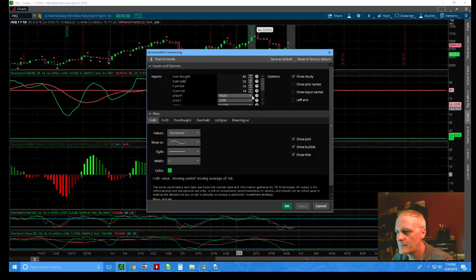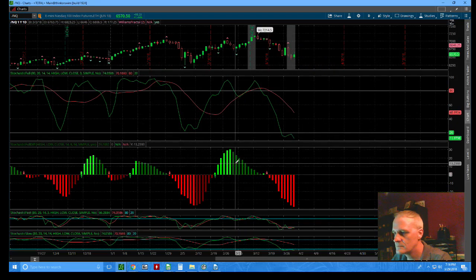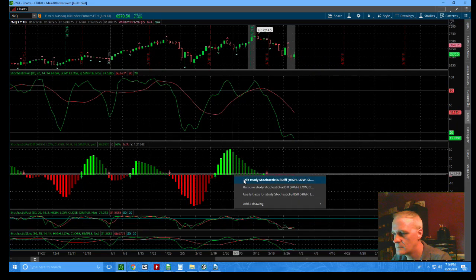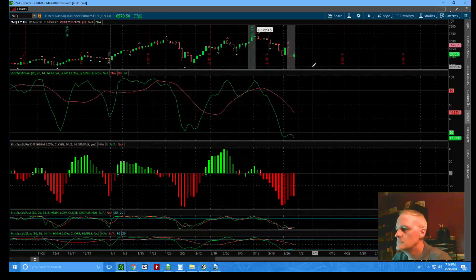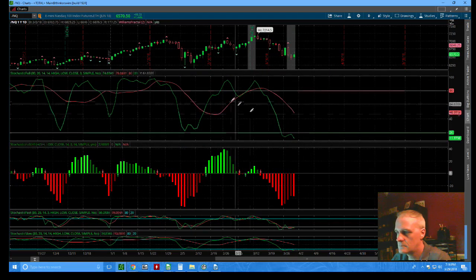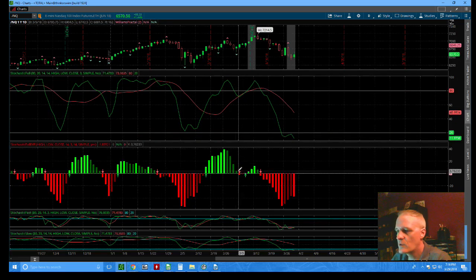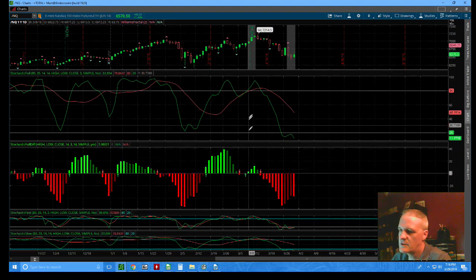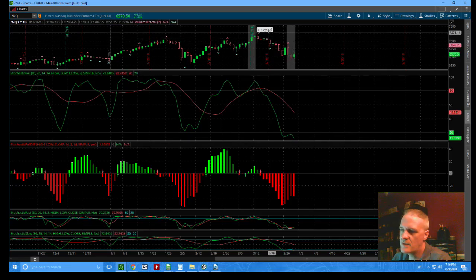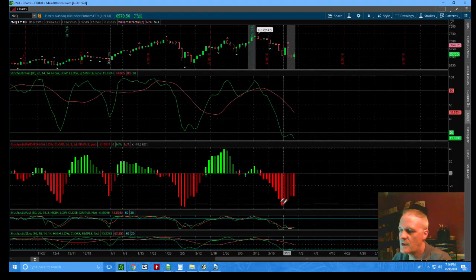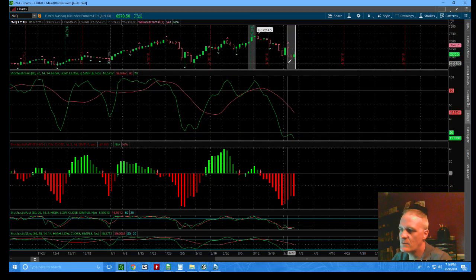Let me change these back so you can see what I'm talking about. So there was a quick crossover down, which was a false signal, but then there was a crossover up, which actually was a valid signal, because it did show a pretty decent move to the upside. Then we got another reversal and a cross down, and that was a significant move to the downside.